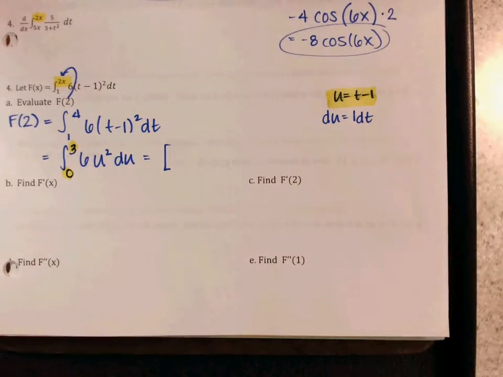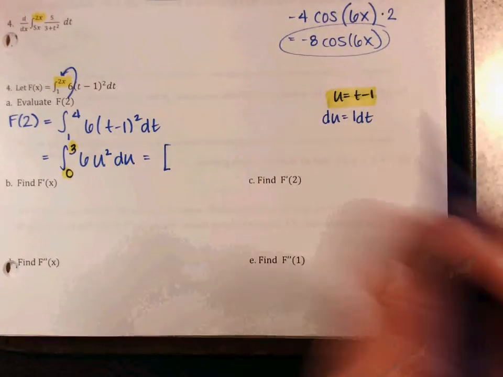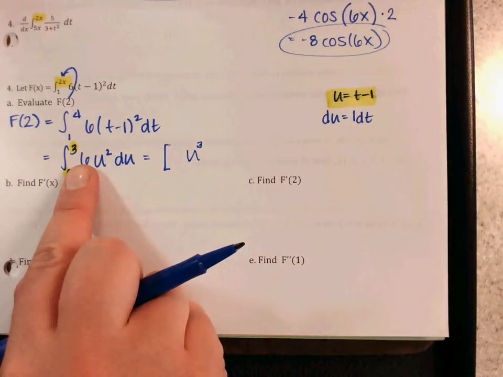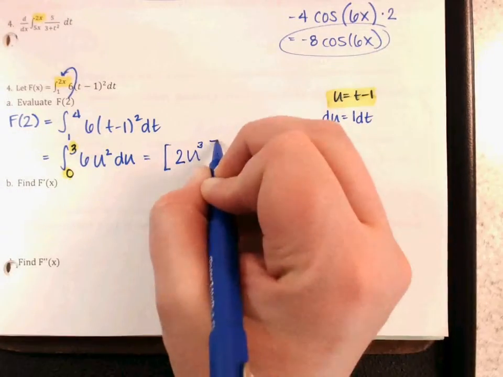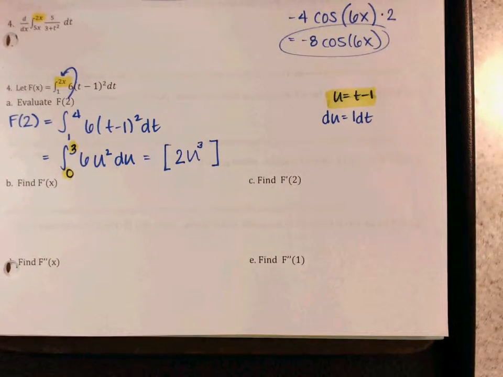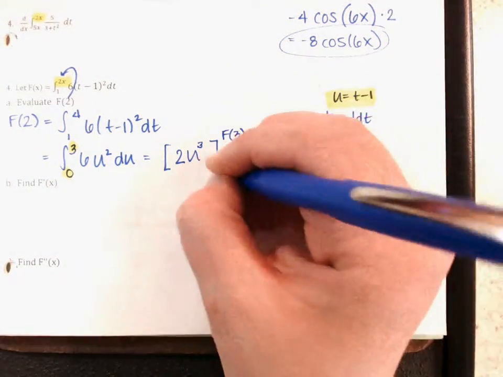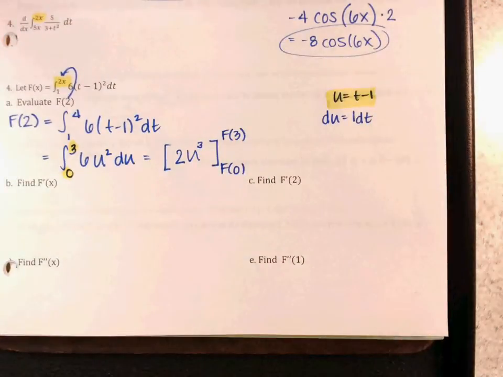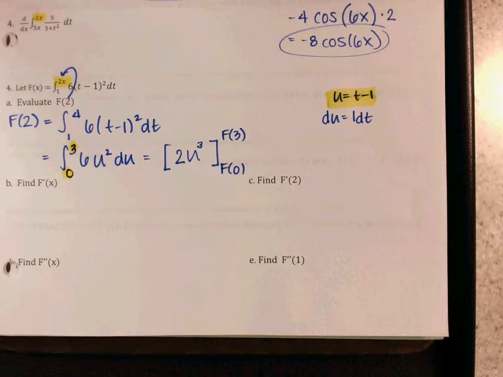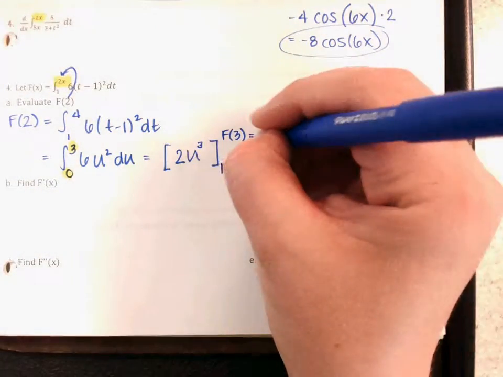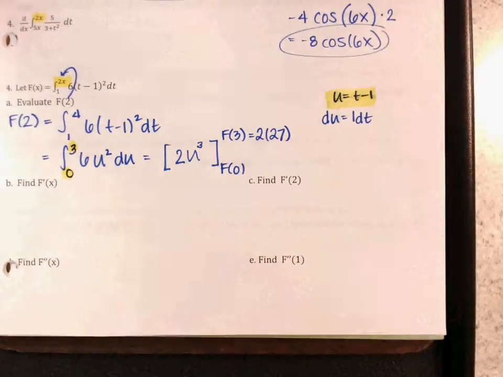Not derivative, antiderivative. U cubed, but then you have to divide 3 with 6. So 2. Remember, you want to add 1 first and then divide by that. Okay? And then we're going to plug in 3 and 0 and then subtract. Remember that when you have endpoints, you don't have to put a plus c because they're going to cancel each other out. Okay, capital F of 3 would be 2 times 3 cubed, which is 27.